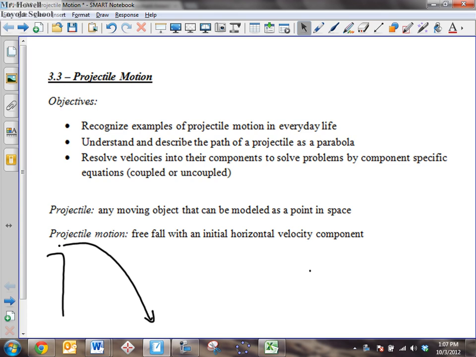In 2 dimensions, not just up and down, or not just left and right, but maybe moving left and right and up and down at the same time. Or like this. Okay, it's a projectile motion.